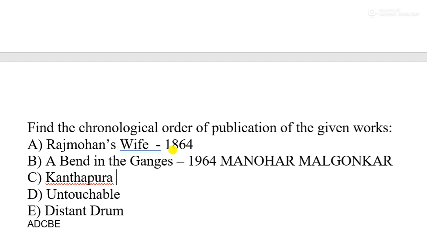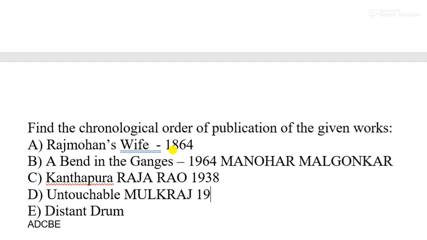Then we have Kanthapura. It is written by Raja Rao, and it was published in the year 1938. Okay. Raja Rao. We shall discuss these writers pretty soon in Indian writing. Untouchable, famous work by Mulk Raj Anand, was published in 1935. And finally we have Distant Drum. This is also published in 1960 by Manohar Malgaonkar.